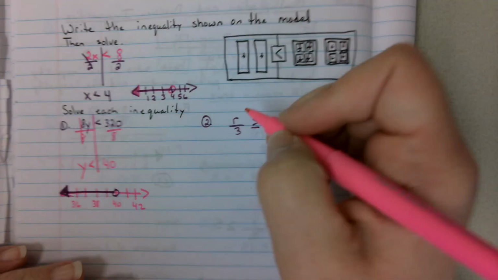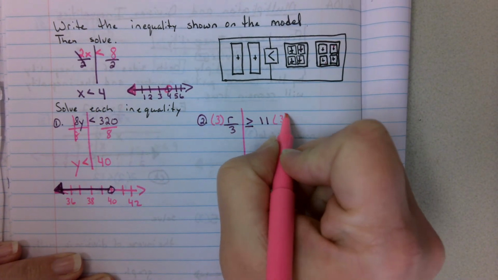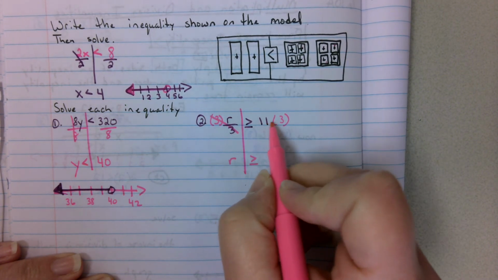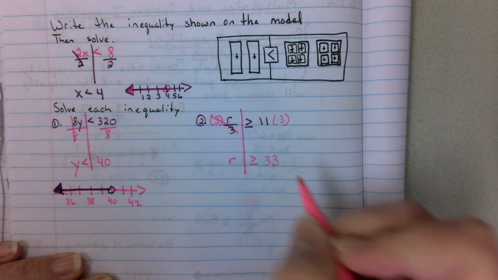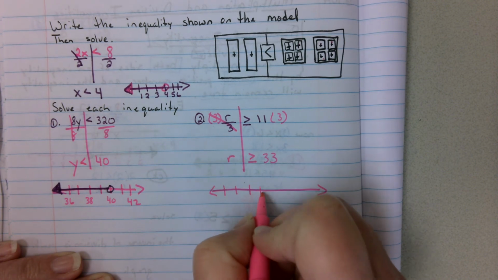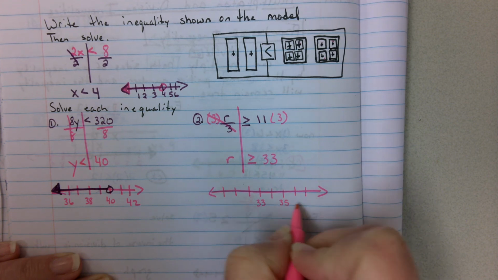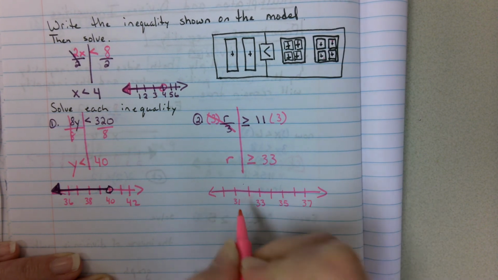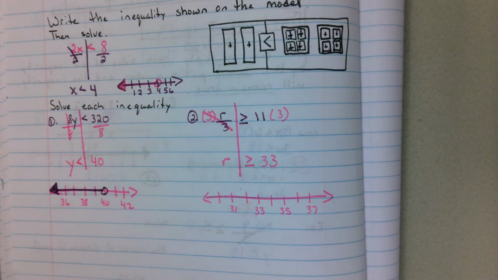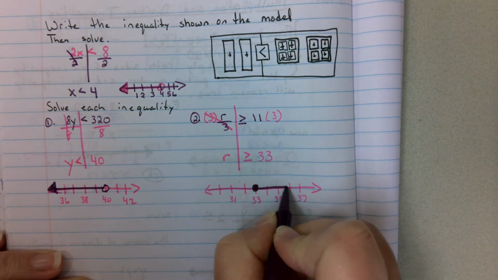All right, for number 2, r divided by 3, so we need to multiply by 3 on both sides. 3 divided by 3 is 1. We bring down r greater than or equal to 11 times 3 is 33. And then let's graph that. All right. So I'm going to have a closed circle at 33. Let me change colors again because it does include the equals. And then I'm going to all the values greater than.